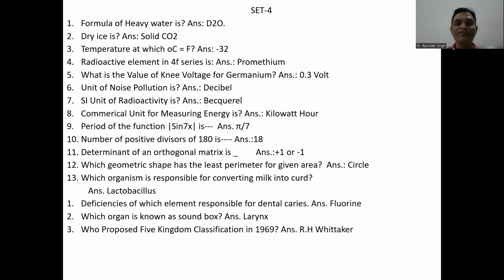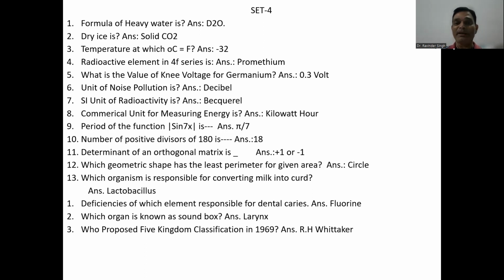Radioactive element in 4F series is, answer promethium. What is the value of knee voltage of germanium? Answer is 0.3 volt. Unit of noise pollution is, answer decibel. SI unit of radioactivity is, answer Becquerel. Commercial unit for measuring energy is, answer kilowatt hour. Period of the function sine 7x modulus is, answer pi by 7. Number of positive divisors of 180 is, answer is 18.